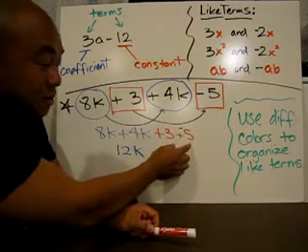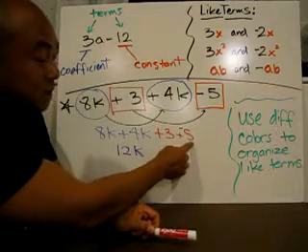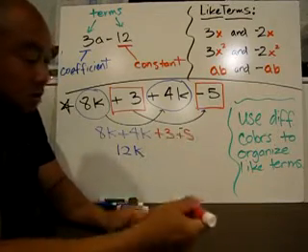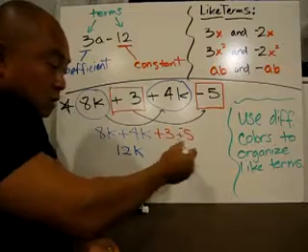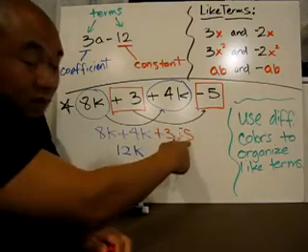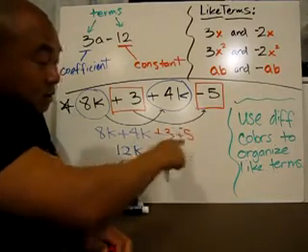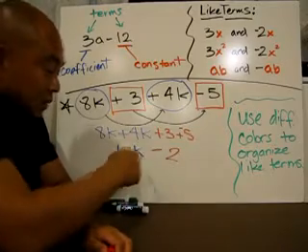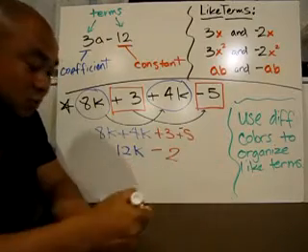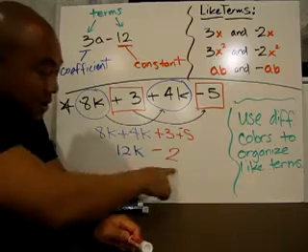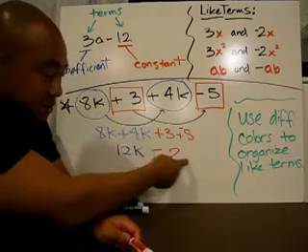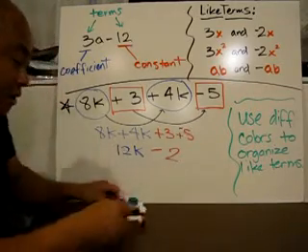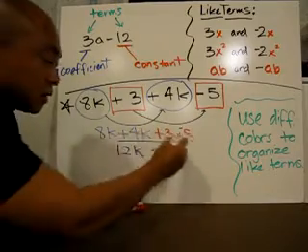Since they are different signs, you're going to subtract 5 minus 3, which will give me a 2, and then take the sign of the larger number, which would make this a negative. So this is 12k minus 2. And again, you can check to make sure, can I combine these two? And the answer is no, because this does not have a k. So my answer is solved right here.